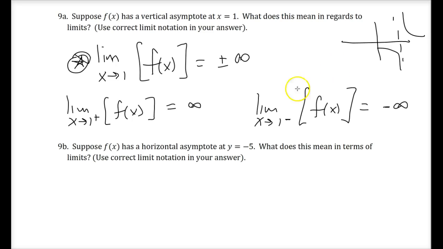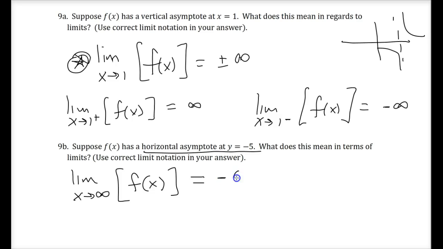Now, for the next question, we're asked about horizontal asymptote. Of course, with the horizontal asymptote, we know that we need the limit of the function as x approaches positive or negative infinity. So in this case, we would say this, or as x approaches negative infinity, we would say it goes towards -5. And of course, that's all you need to do for that particular question.